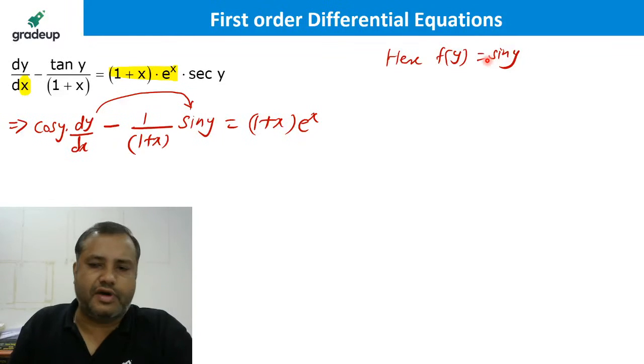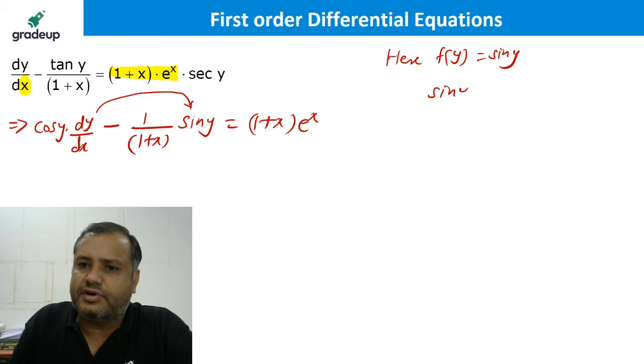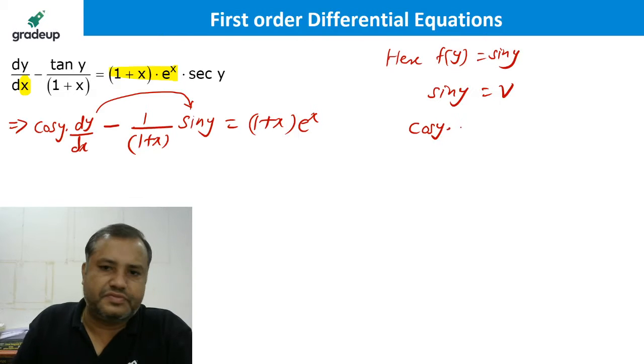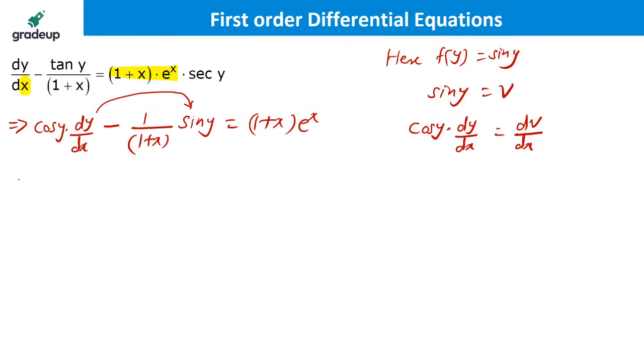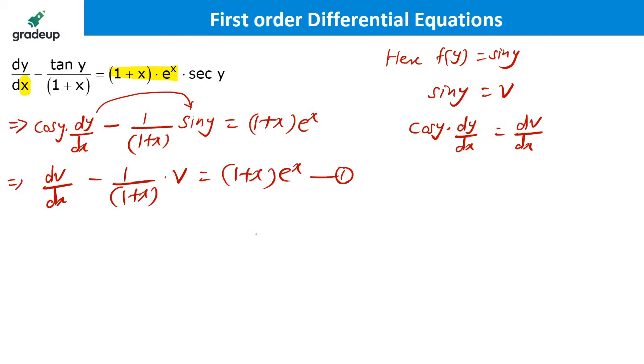F of y equal to sin y. If you put sin y equal to v and differentiate with respect to x, the derivative of sin y will be cos y dy by dx equal to dv by dx. So cos y dy by dx is dv by dx, minus 1 upon 1 plus x sin y, where sin y is v, and the right hand side is 1 plus x e raised to x. Correct? So now you can say that this is a linear differential equation with p equal to minus 1 upon 1 plus x, and this is q.